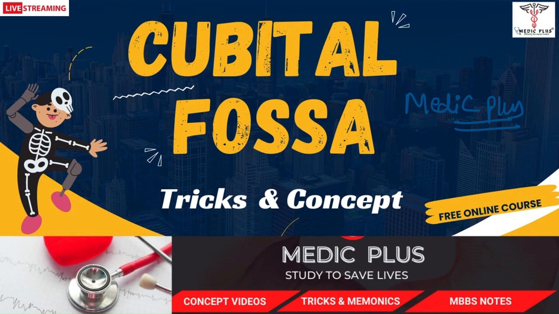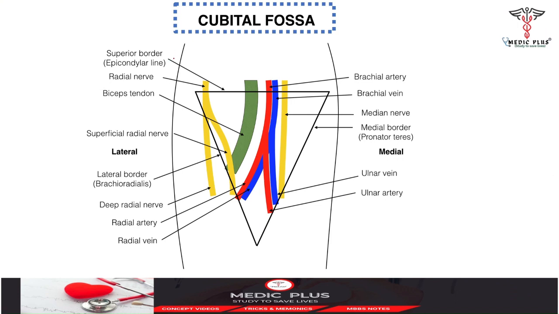Cubital fossa is a triangular space which is situated just in front of the elbow. Okay, so this is in front of the elbow. We are showing the front of the elbow.